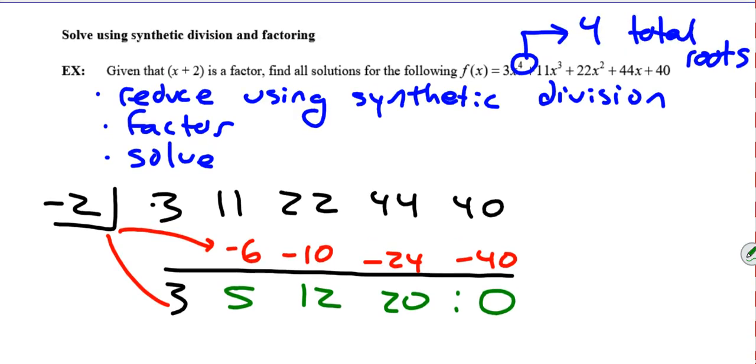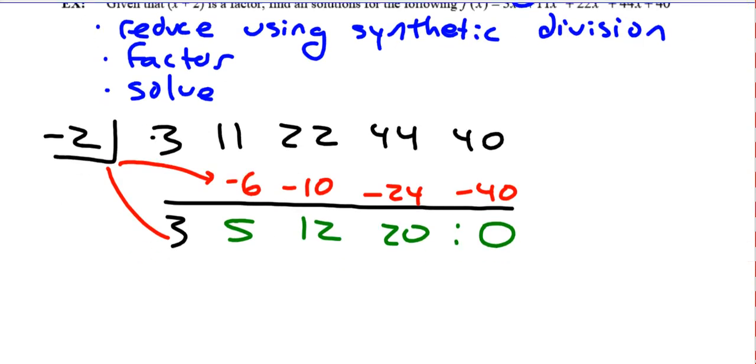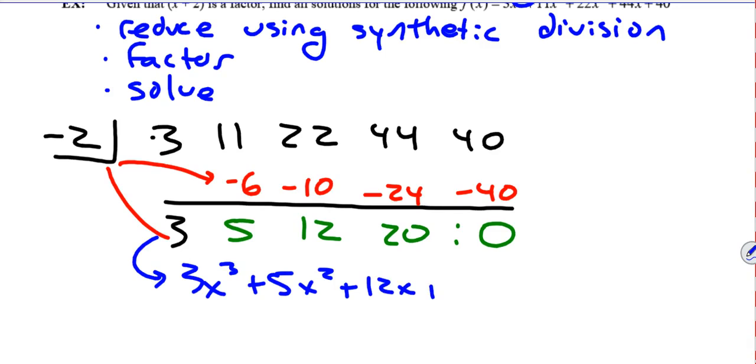Okay, so again, I divided a 4th degree by 1 degree. So this next level is going down a degree, meaning this should be written as 3x squared plus 5. Oh, that's wrong. Should be 3x cubed. Sorry about that. 3x cubed plus 5x squared plus 12x plus 20. Now you need to factor this to find the remaining zeros. So we proved essentially that negative 2 is a 0 by getting a remainder of 0.